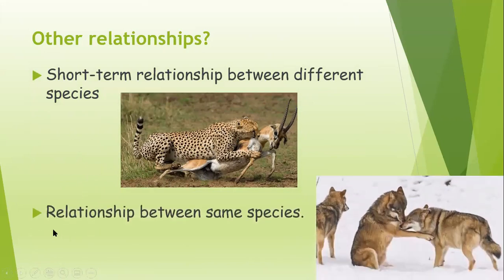Or you can say when you have a relationship between the same species. As I said, in symbiotic relationship, the relationship is between different species. But this relationship here is between the same species. The wolves, they are relaxing with each other, right? So this relationship and this relationship cannot fall under the category of a symbiotic relationship. These are some other relationships. Now let's go to those other relationships and study them in detail.